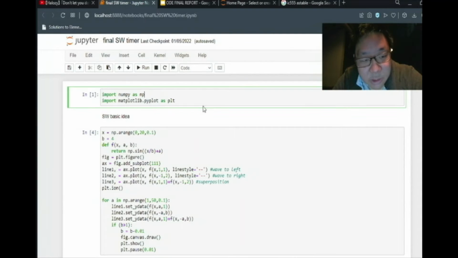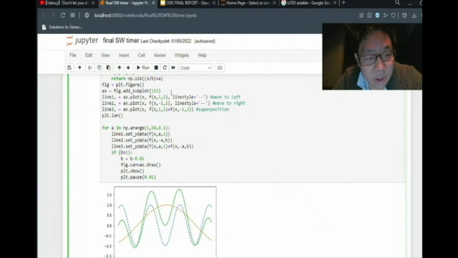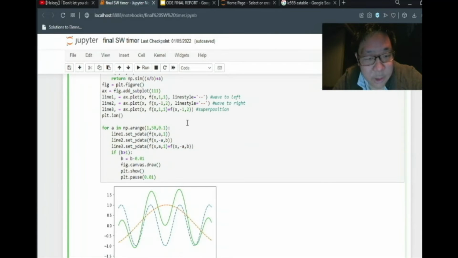The first thing we do is import numpy and matplotlib as usual. And then next are the parameters of the standing wave. This is the time, this is the amplitude, the period. And here we'll draw the three waves. First is the wave that's moving to the left, and then the next one is the wave that's moving in the opposite direction, which is to the right.